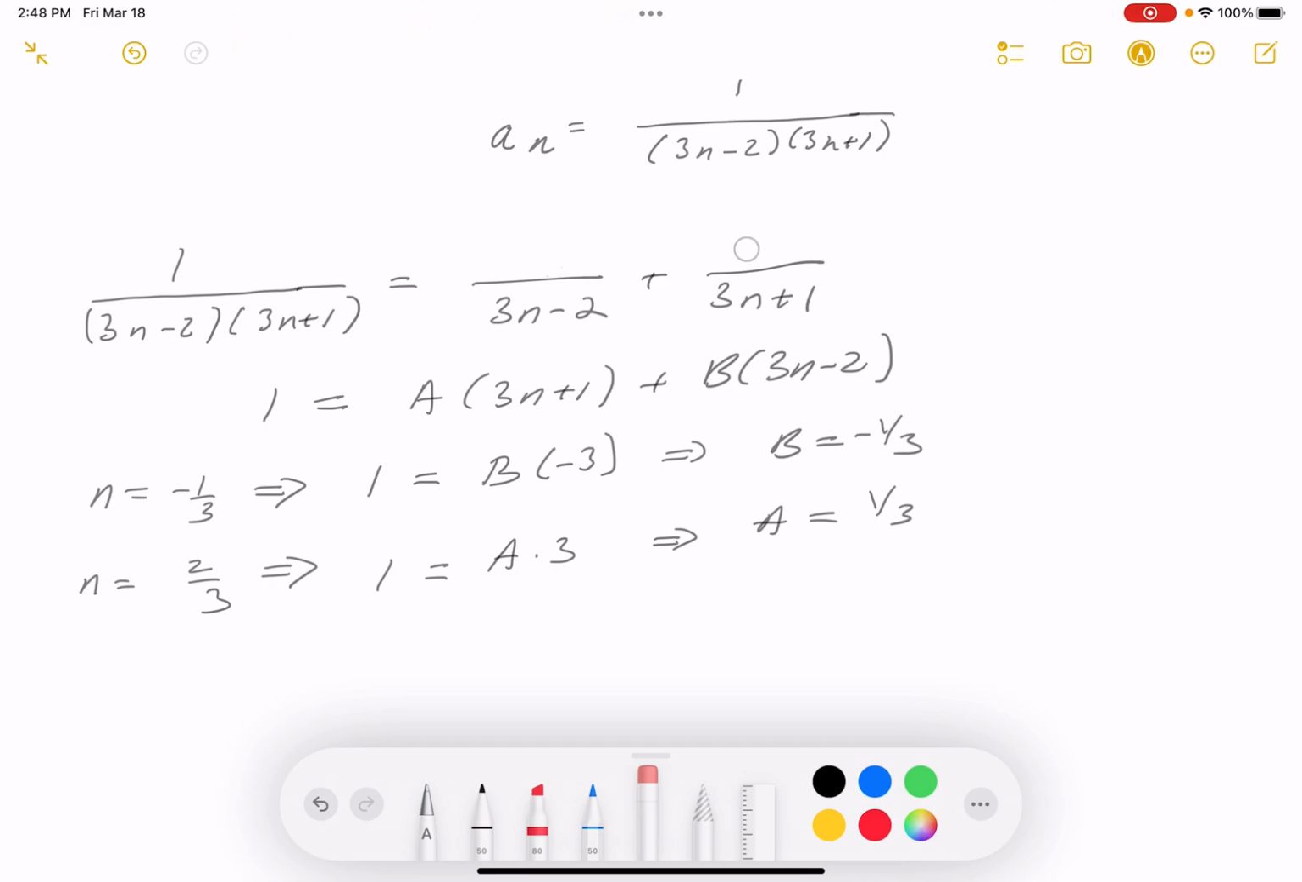So let me get my eraser out. I'm going to put 1/3 here, minus 1/3. And what I'm going to do is factor out the 1/3. So I'm going to write down 1/3 times 1 over 3n minus 2 minus 1 over 3n plus 1. All right, I think I'm done with my partial fractions work. I'm going to erase it now. I'm kind of done with it.